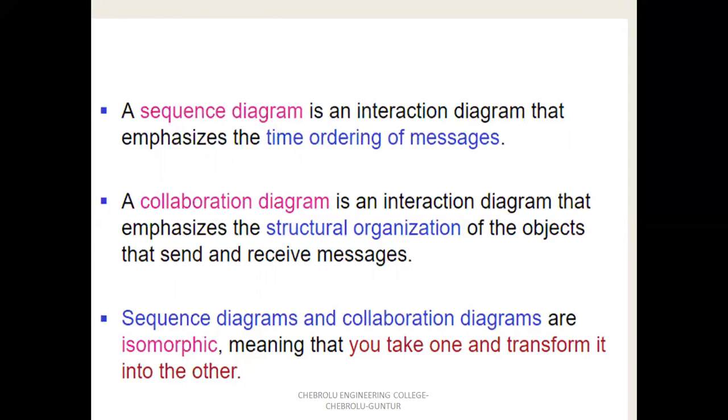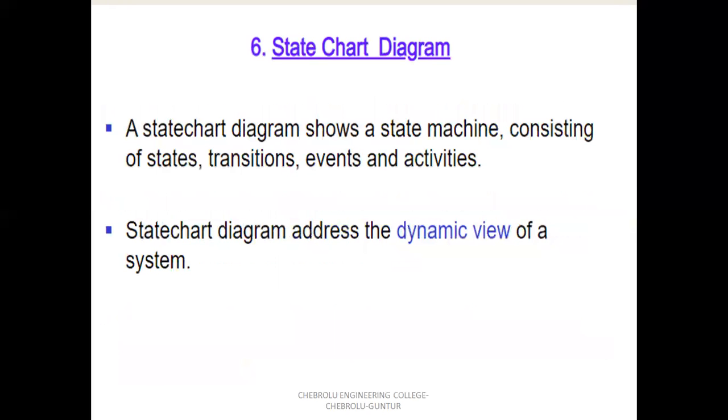In graph theory, isomorphic means one graph is converted into another graph and can be converted back. Suppose graph 1 is converted into graph 2 and back into graph 1; graph 1 and graph 2 are called isomorphic. Similarly, the two diagrams are isomorphic.